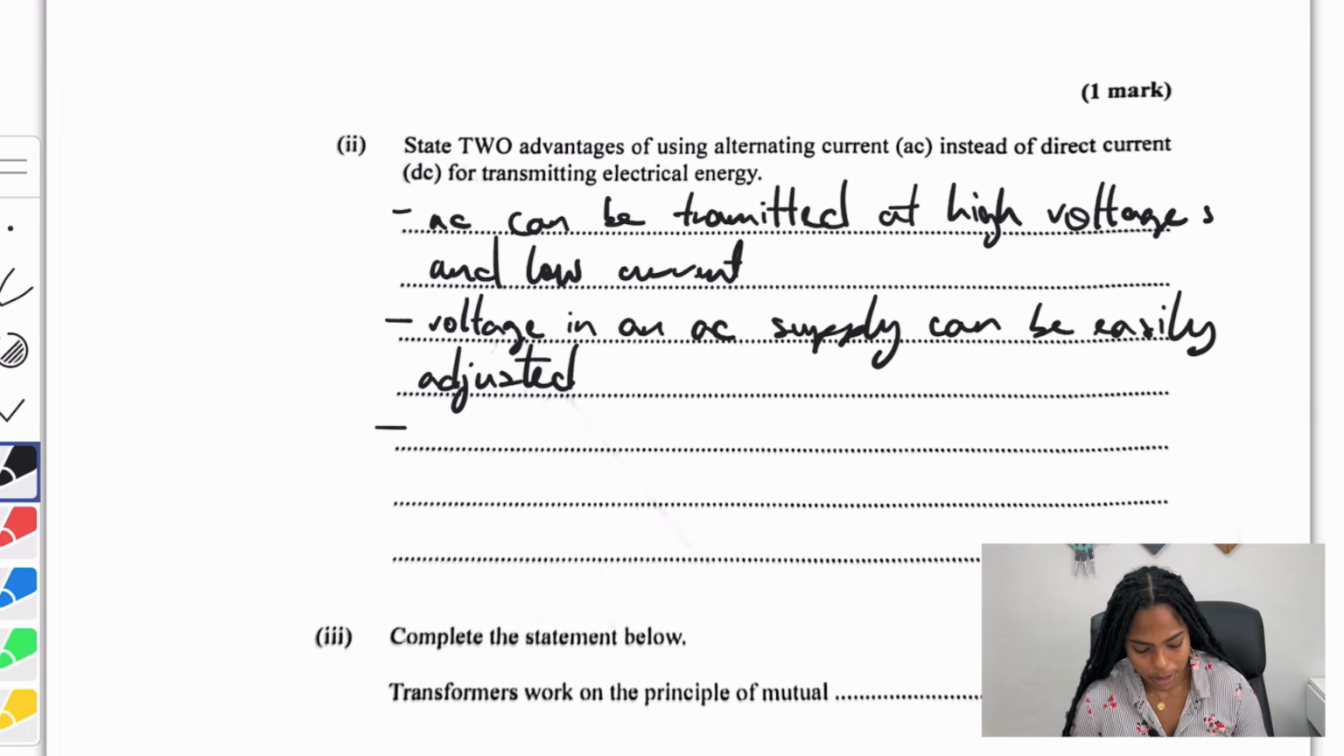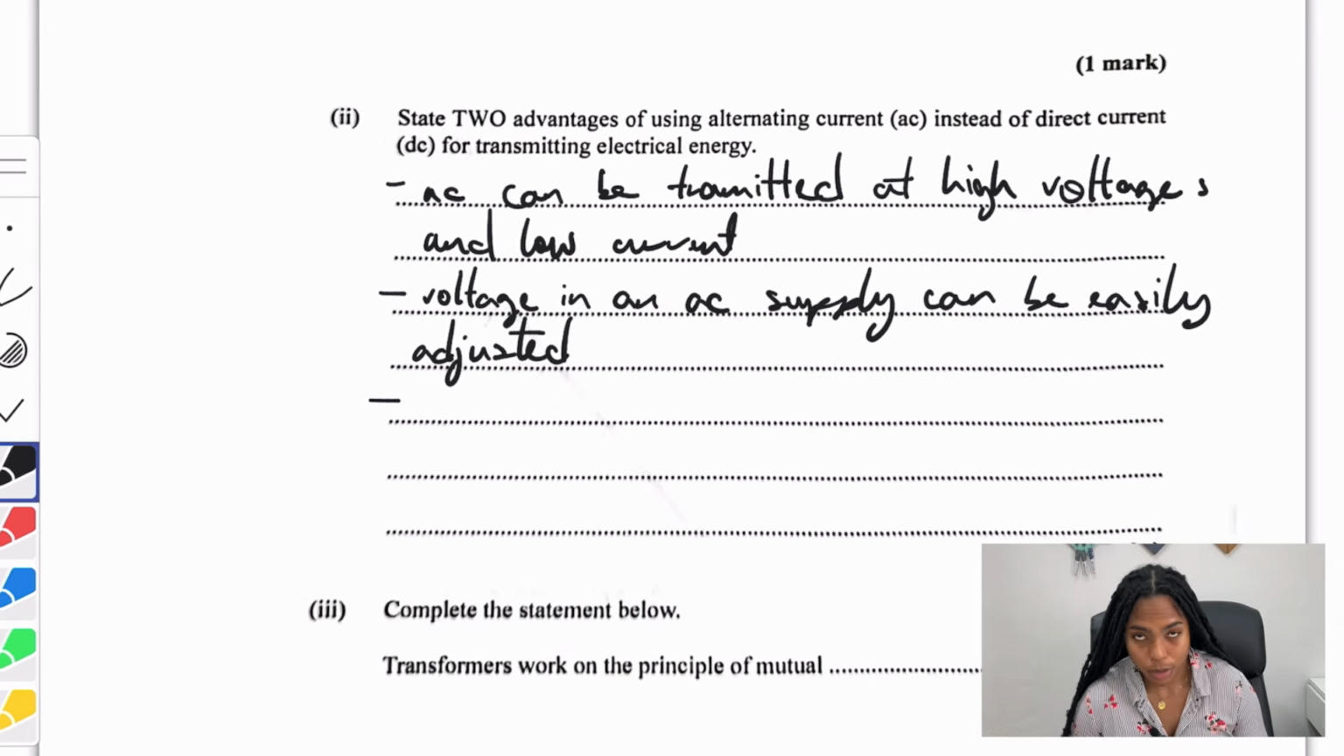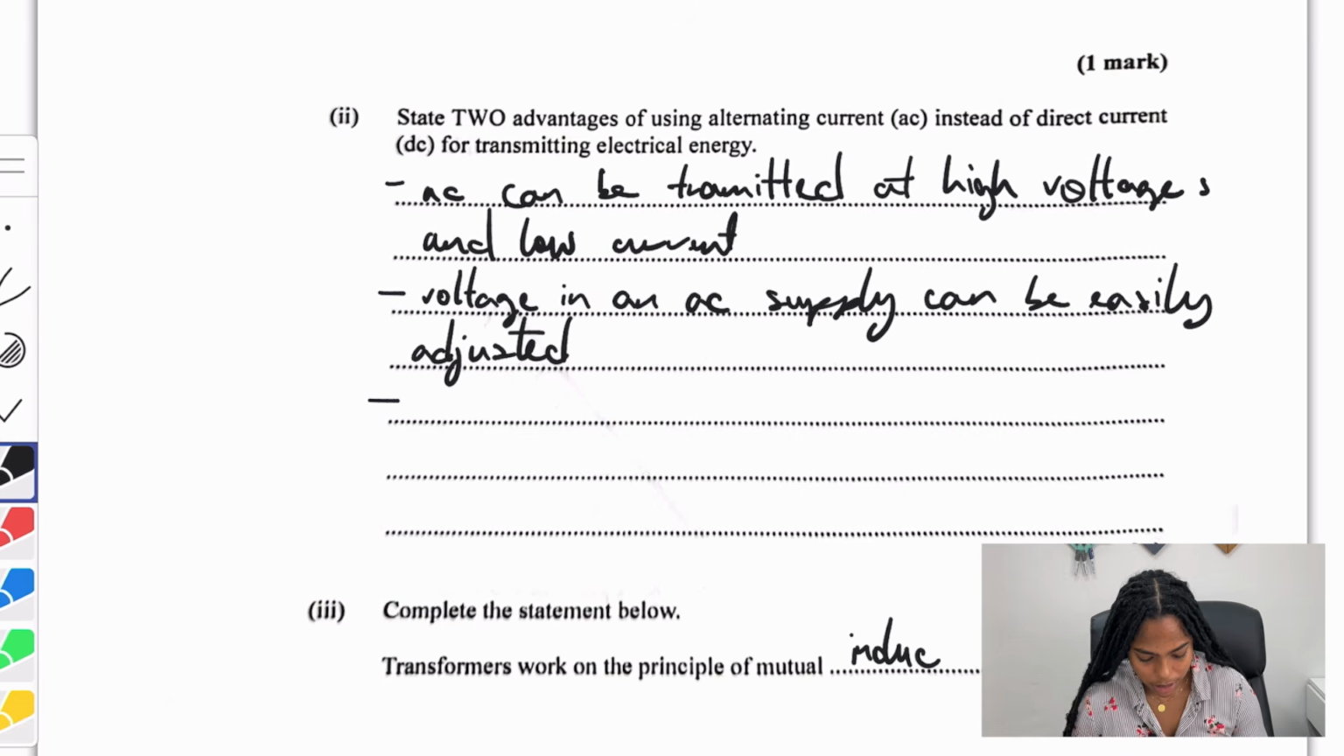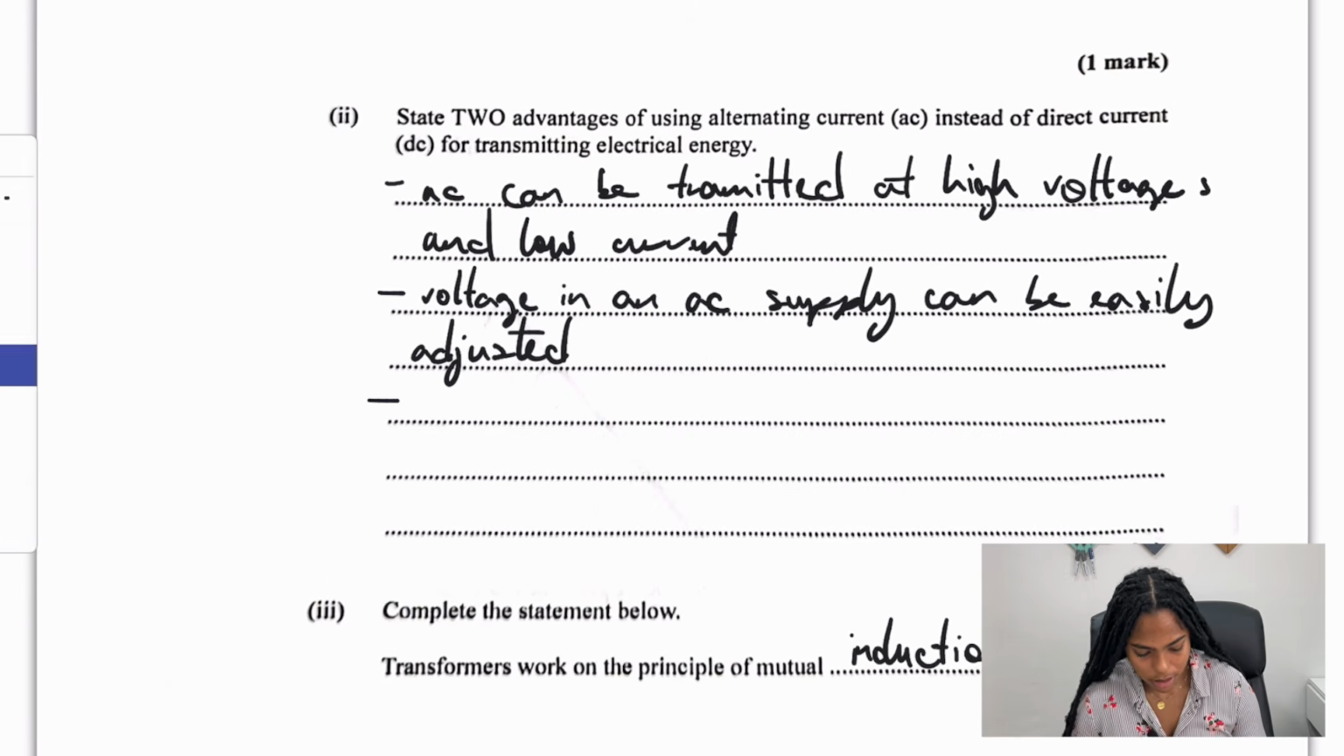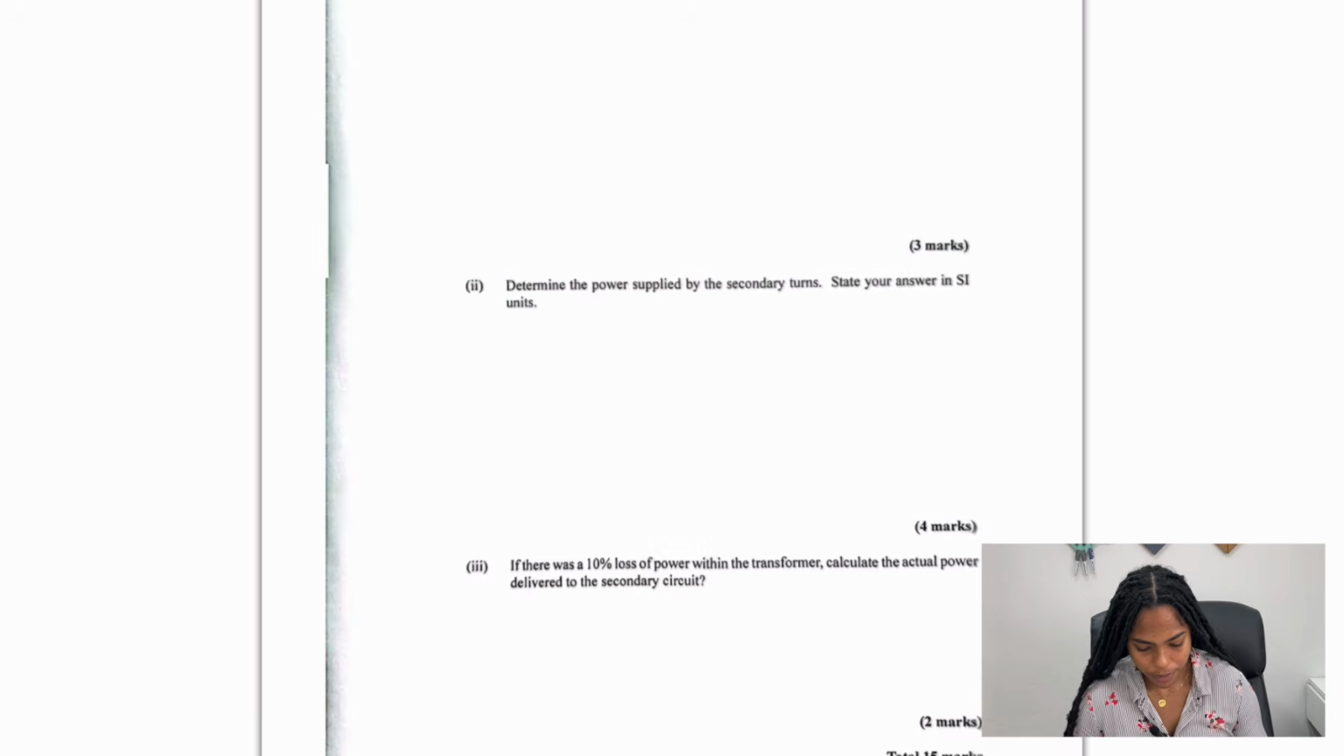Now complete the statement below. Transformers work on the principle of mutual induction, like we're inducing the current and inducing the EMF.